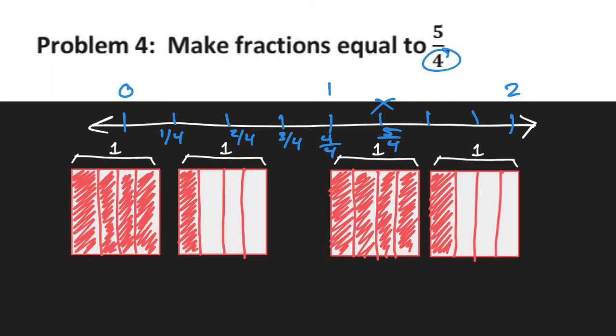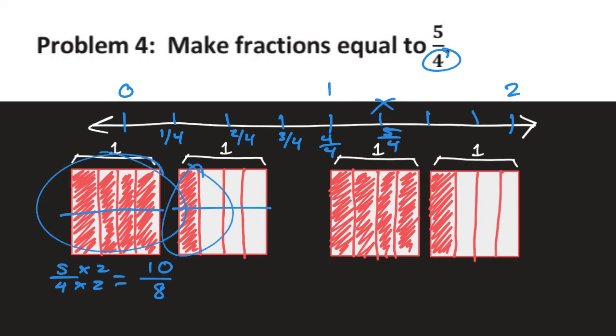For this one, we're going to use the same exact way of creating my equivalent fractions. This first one, I'm going to make one horizontal partition there and one horizontal partition there. So this became 5/4 times 2 times 2. So it became 10/8. We are in eighths. Right here we have 8/8, and here we have 2/8, so that became 10/8.